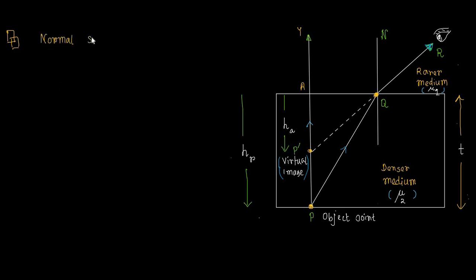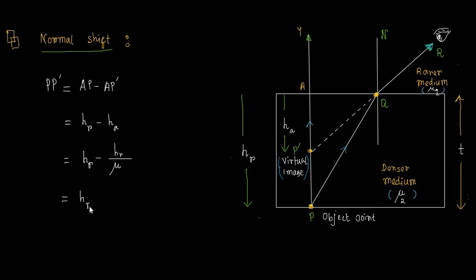Now we can define the normal shift of the point object P observed from the rarer medium. PP prime is the normal shift, which is equal to AP minus AP prime. Real depth minus apparent depth is the normal shift. That is, PP prime equals HR minus HA. Putting the expression of HA, that is HR divided by mu, and taking HR common, we get HR into bracket open 1 minus 1 by mu.